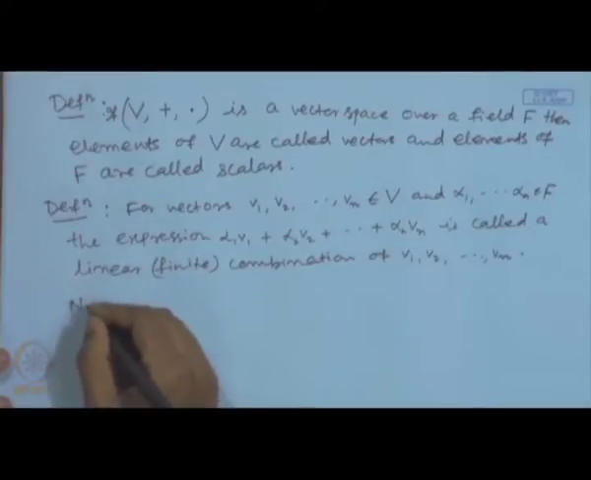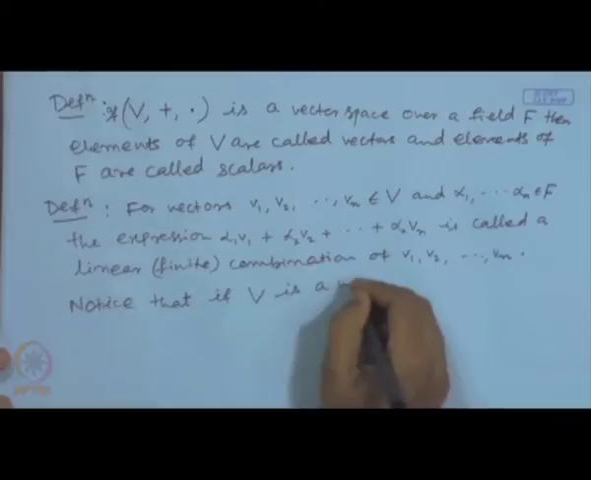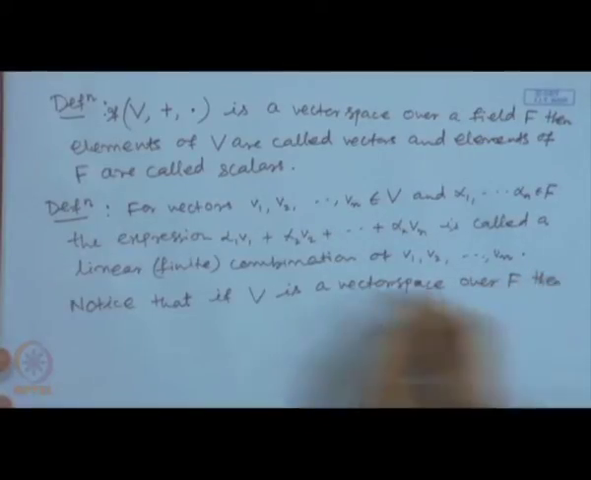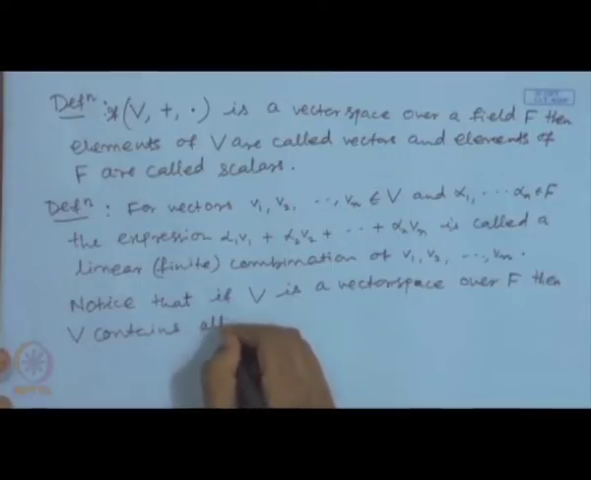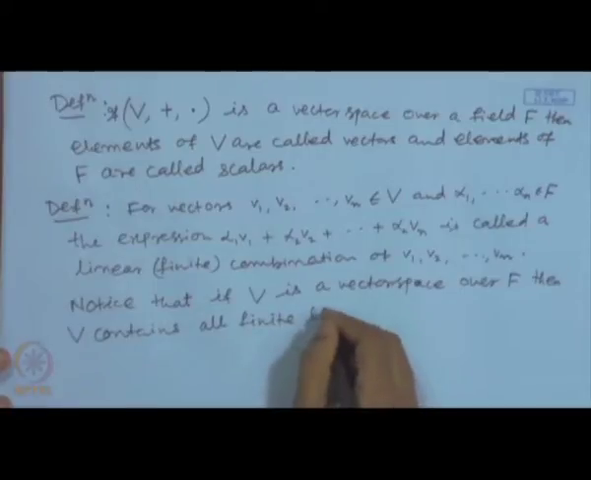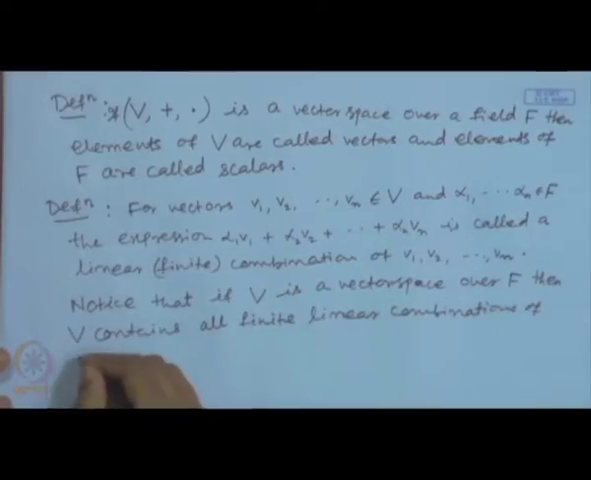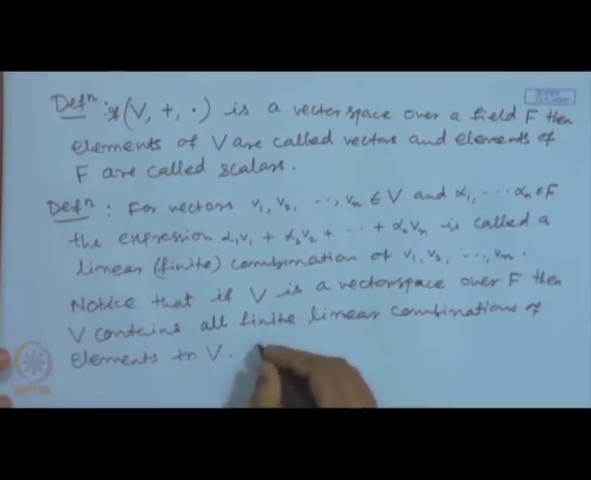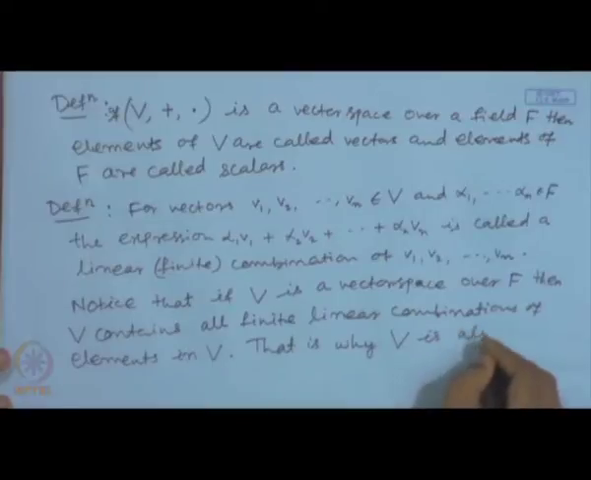Notice that if V is a vector space over F, then V contains all finite linear combinations of elements in V. That is why V is also called a linear space.